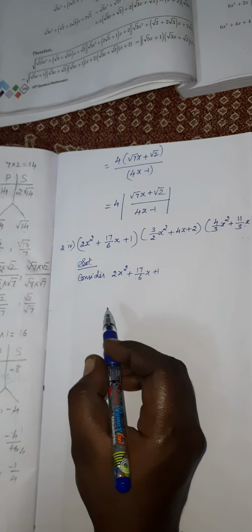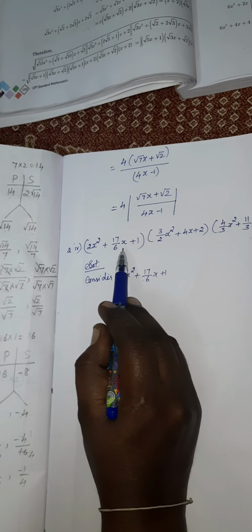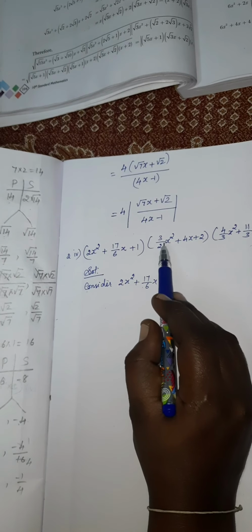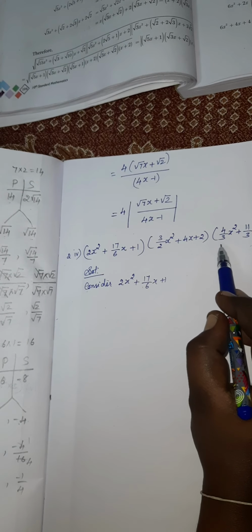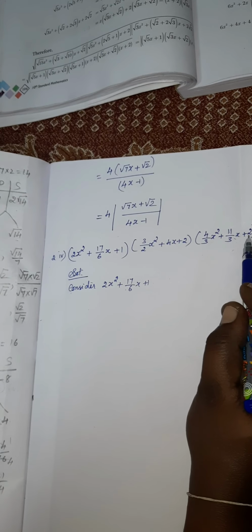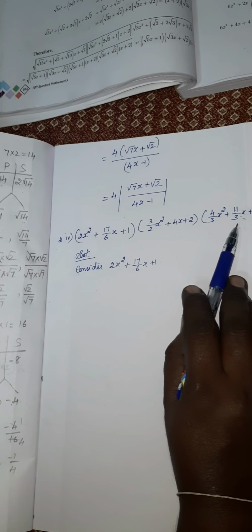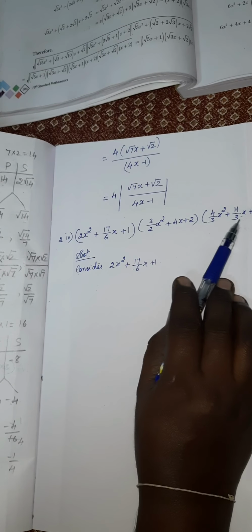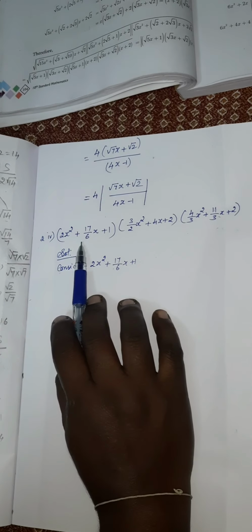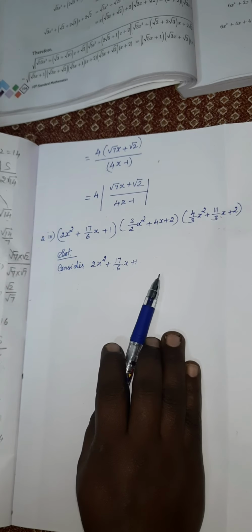Now we can start the second question, fourth one. (2x² + 17/6 x + 1) × (3/2 x² + 4x + 2) × (4/3 x² + 11/3 x + 2). Okay, we need to find the square root of the product of all these expressions. Since some coefficients are fractions, we can find the factorization separately and then find the square root.